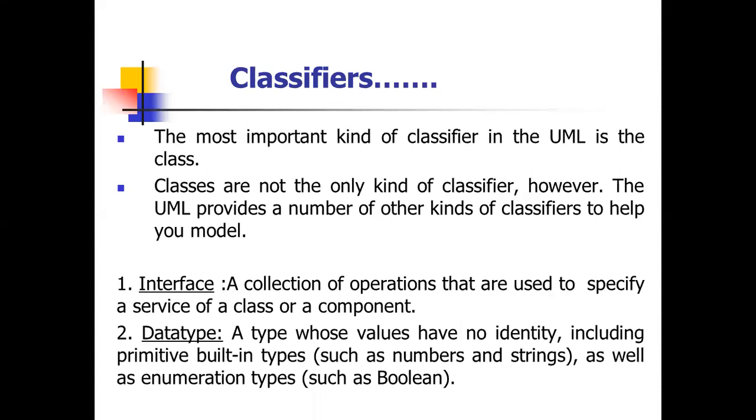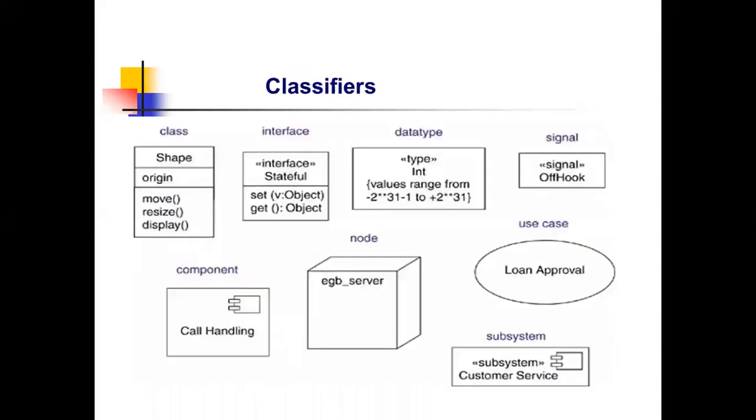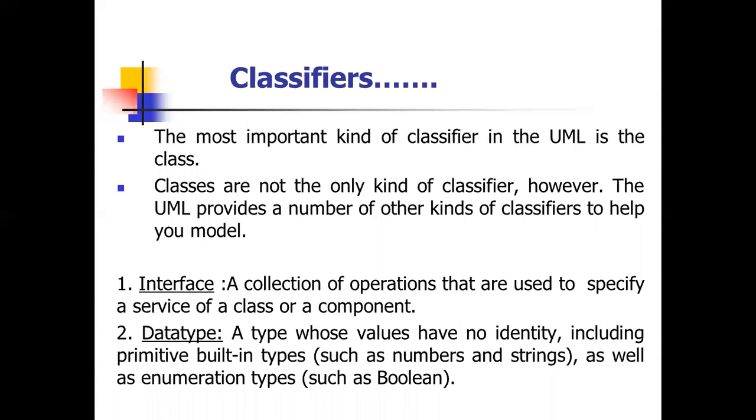Okay, so there are several classifiers, like we have seen: interface, data type, signal, component, node, use case, and subsystem. Here first we will see the interface. What is an interface? It is a collection of operations that are used to specify a service of a class or a component. We can implement that interface through a class.